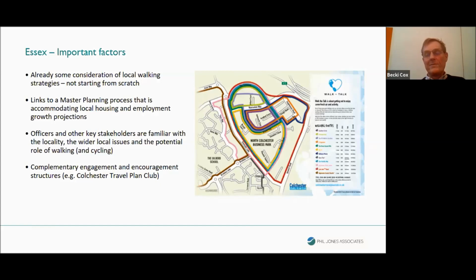And it helped enormously that the local officers and other key stakeholders are very familiar with their patch, and so they understood the context for the local walking behaviours, and they've been working for a number of years with local stakeholders in a local travel plan club, with businesses, and with bikeability training and lots of other wraparound encouragement and education measures. So they had a good feel for what travel behaviours were happening locally and where they could make a difference. And it's important that this kind of infrastructure is always related back to some of the encouragement and policy measures as well.